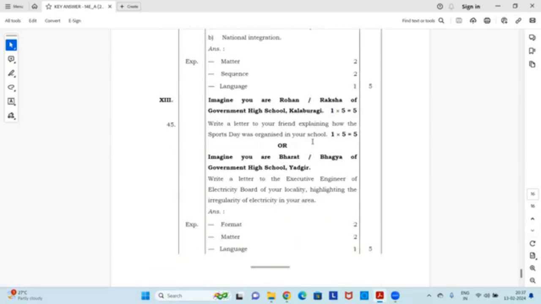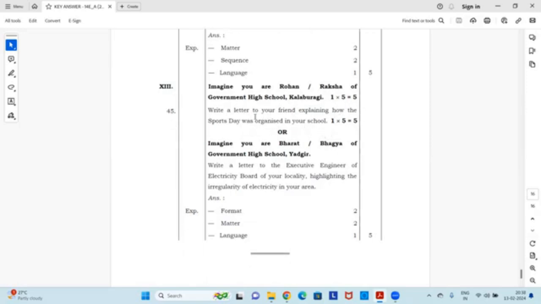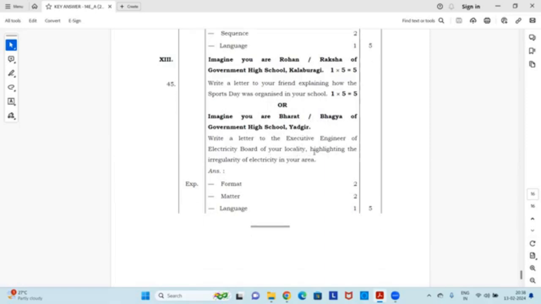Next is, imagine you are Rohan or Raksha of Government High School, Kalburgi. Write a letter to your friend explaining how the sports day was organized in your school. So this is, of course, an informal letter because you're writing a letter to your friend. Now, the next optional question is, imagine you are Bharat or Bhagya of a government high school, Yadgir. Write a letter to the executive engineer of the electricity board of your locality, highlighting the irregularity of electricity in your area. So this is a formal letter.